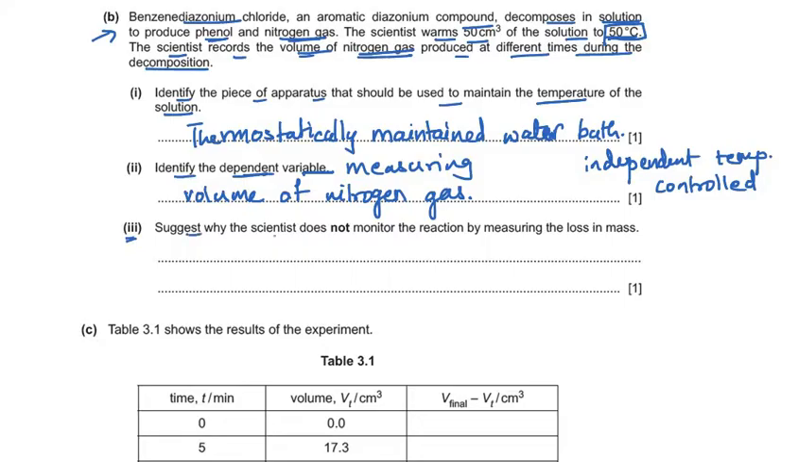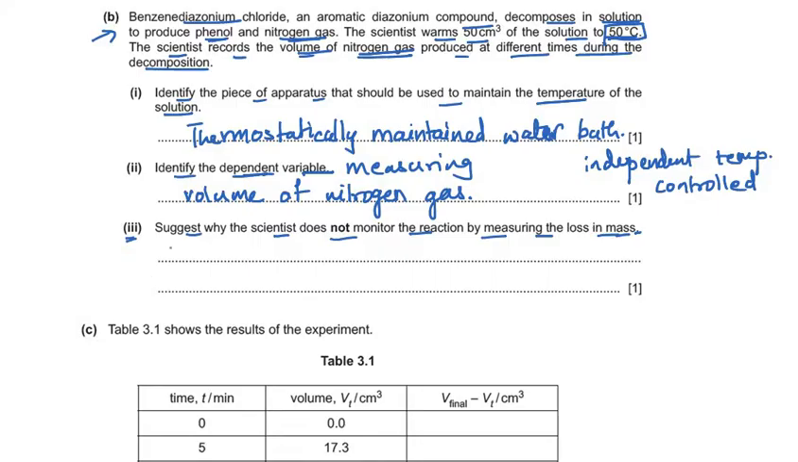Let's go ahead with the third sub question. Says, suggest why the scientist does not monitor the reaction by measuring the loss in the mass. Now main thing is if we are measuring the mass during the experiment, we need a weighing balance. Now the problem is that we are performing the reaction in the water bath. So when the experiment or the apparatus is in water bath, it's not possible to weigh it on the measuring or the weighing machine.